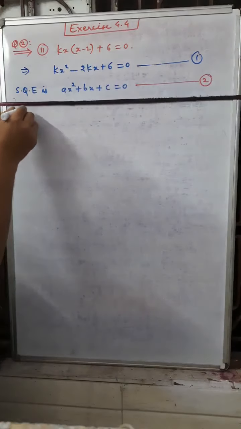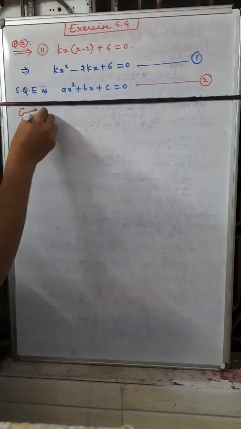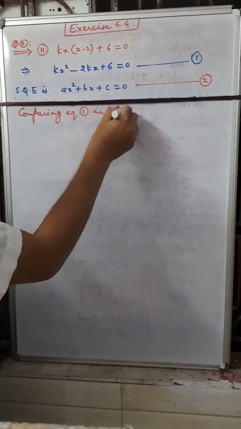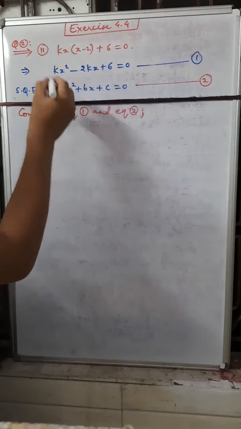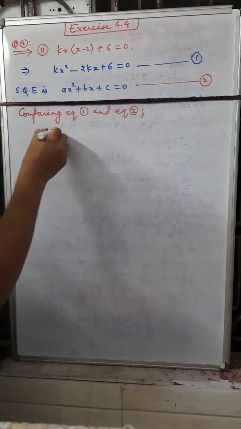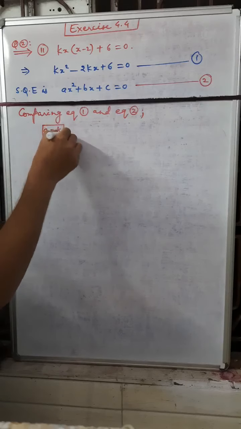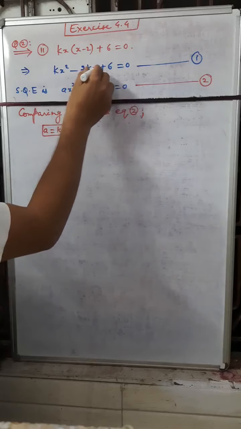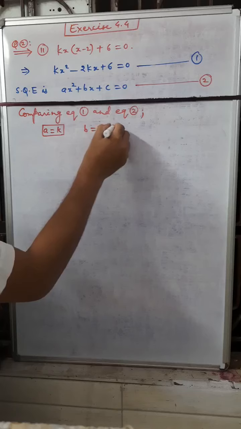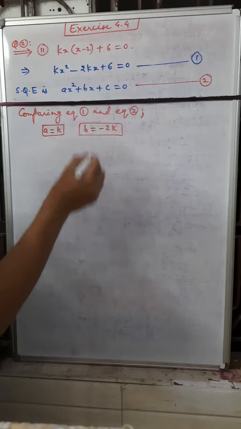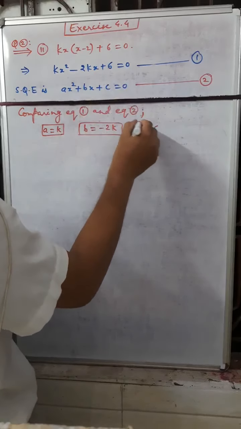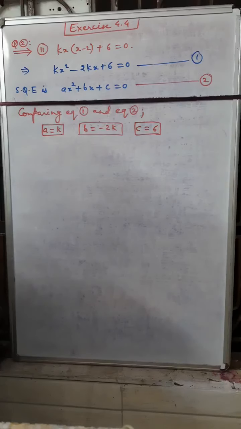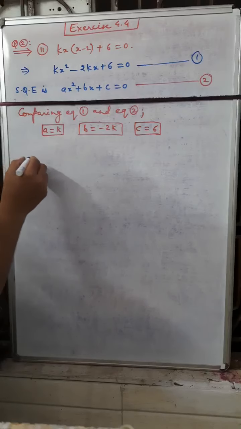Comparing equation 1 and equation 2, what will we get? We will get here a is equal to what? k. a is equal to k. The coefficient of x is b, and the coefficient of x is minus 2k here. So we will write b is equal to minus 2k, and c is equal to 6 here. So we got the 3 values a, b, c here, and as we know the formula for finding the roots.